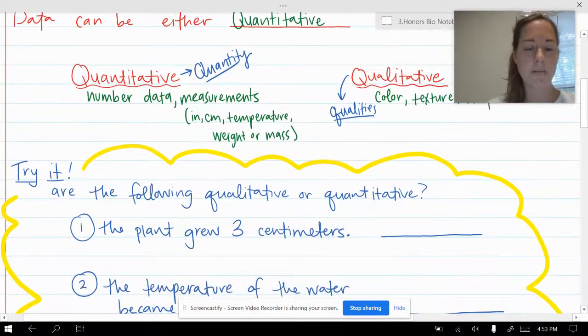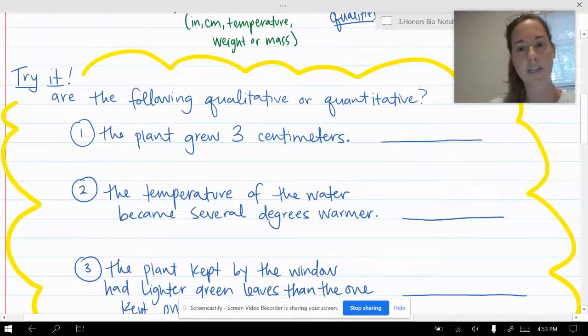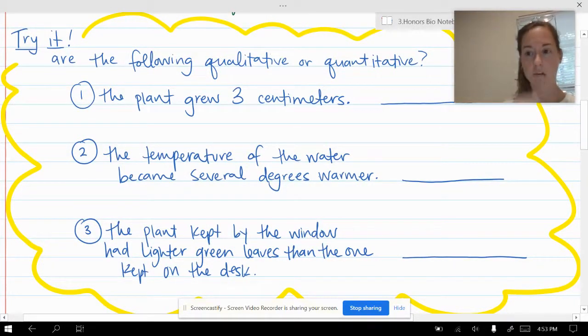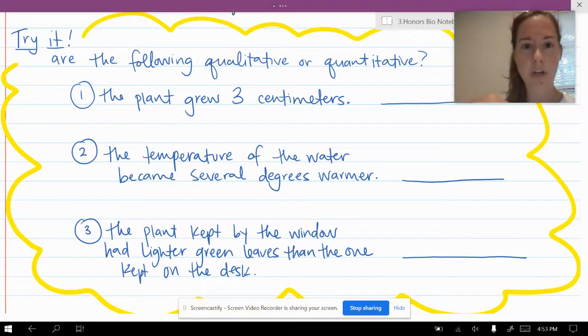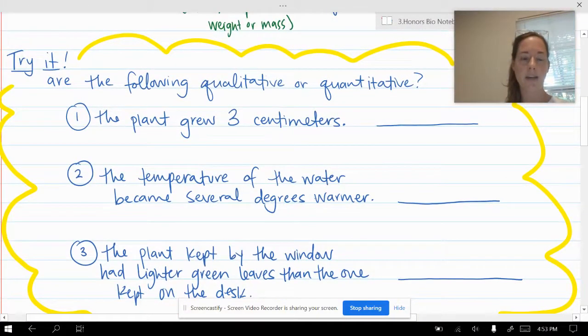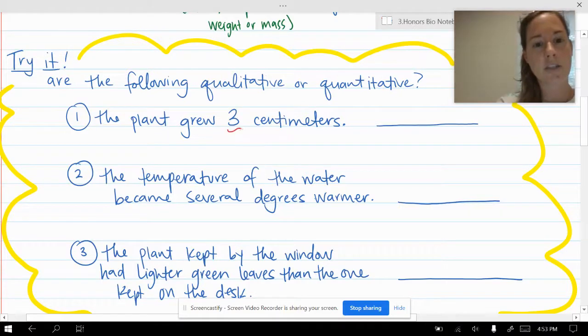Okay, now come down here and there's a little place for you to try identifying whether things are qualitative or quantitative. So take a second, pause me, read these, and answer. Ready? Go. Welcome back. We're going to go over these answers together. If you had a plant that grew 3 centimeters, 3 centimeters is a quantity, it's a number. That's going to be quantitative data.